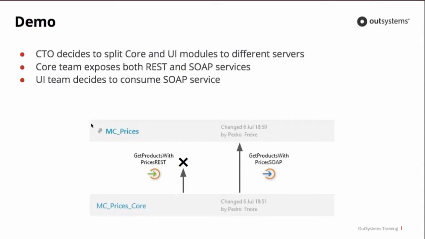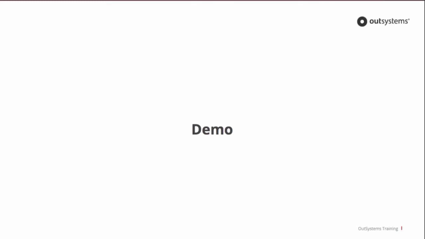And then the team leading the user interface decides, well, out of these, this is a business-to-business communication. I'm going to use and consume the SOAP version. So let's see how we expose SOAP and REST services, and then how we consume SOAP services. And to do this, we have another demo.